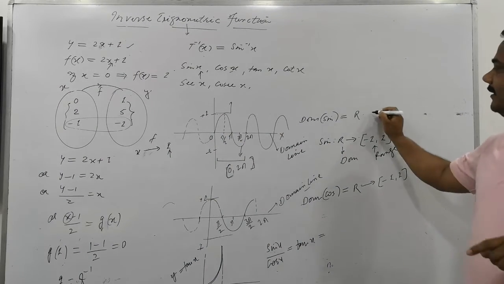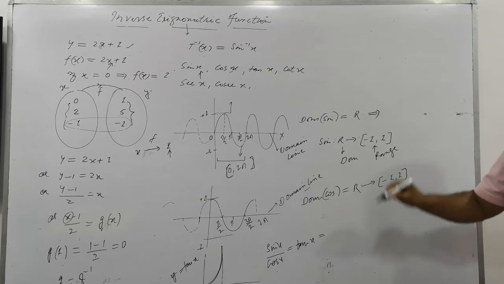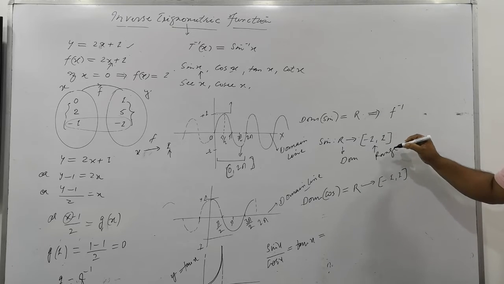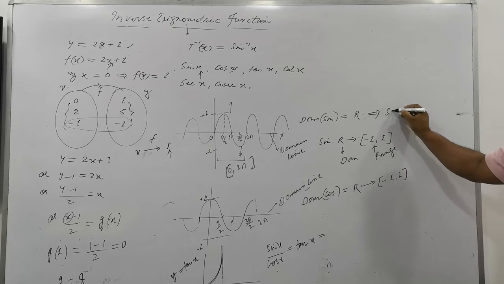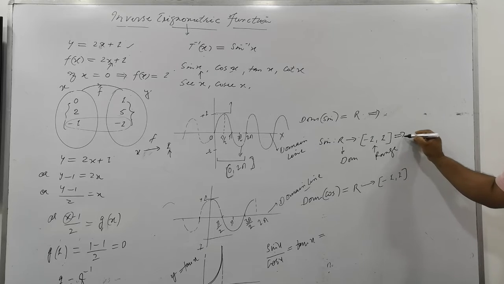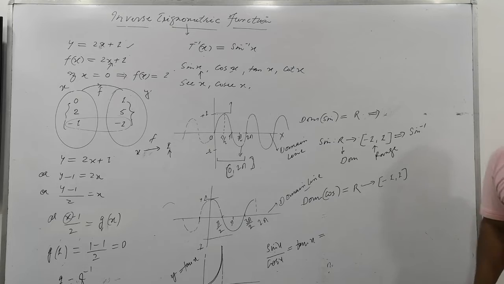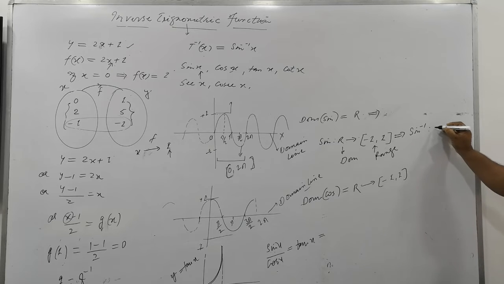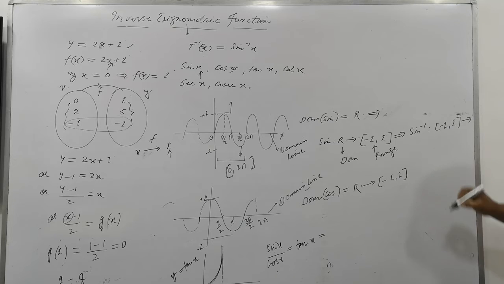So what is the inverse function? f inverse means, for sine, sine inverse. Here you will write: sine inverse is given from -1 to +1, to... R we will not say. Why? Because for -1 the corresponding value is minus pi by 2, and for +1 the corresponding value is plus pi by 2.